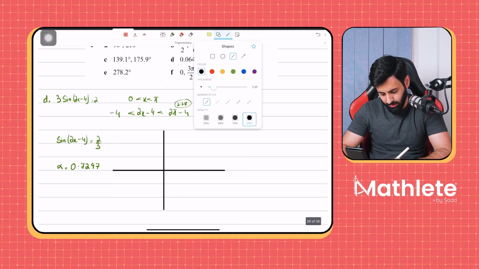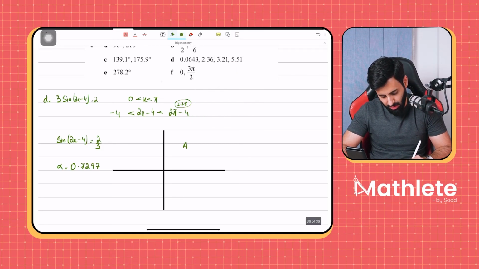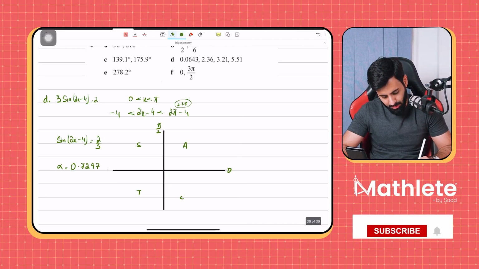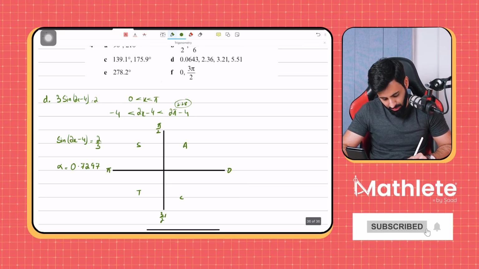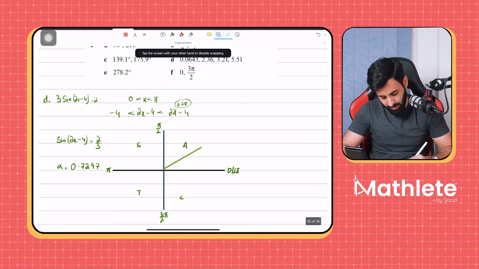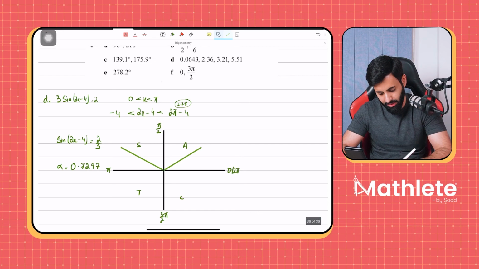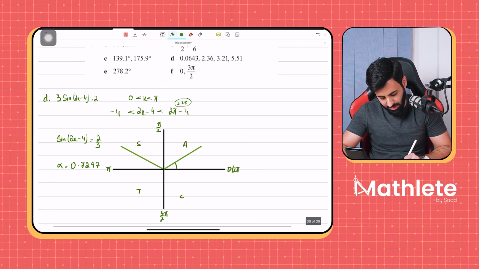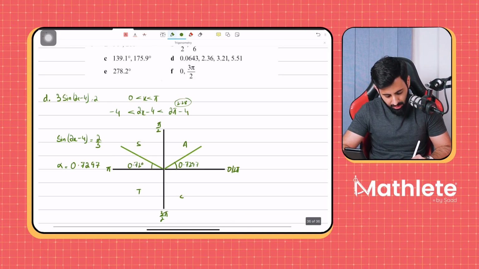Okay. So sine is positive. ASTC: 0, pi upon 2, pi, 3 pi upon 2, and then 2 pi. First and second quadrant, yep, that's correct. In the first quadrant, it's going to be the same as alpha. That means 0.7297.